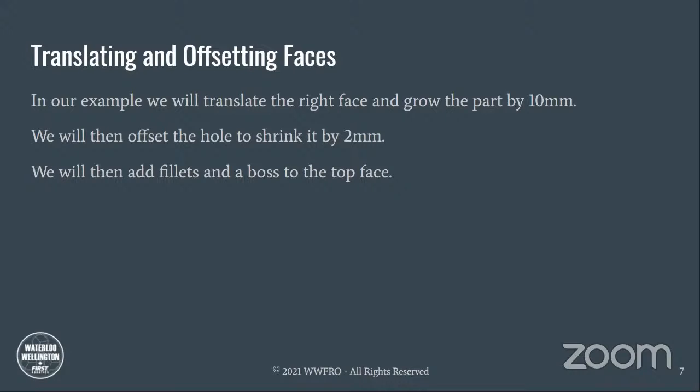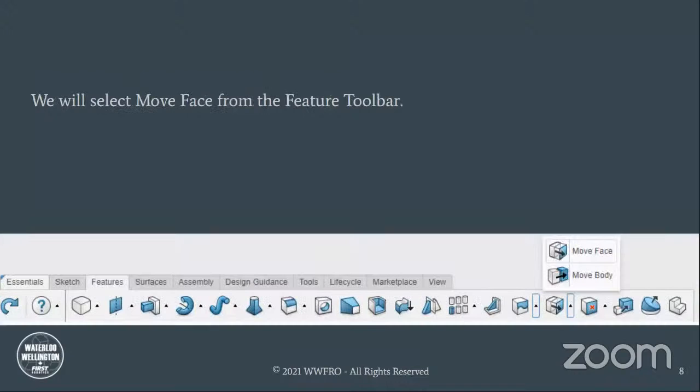So we'll offset the whole to shrink it by 2 millimeters. And just to show that we can still sketch on that part, we'll add fillets and emboss to the top face.